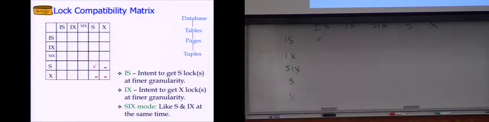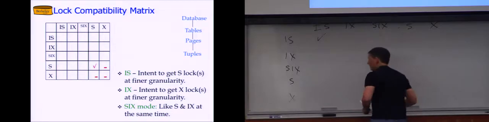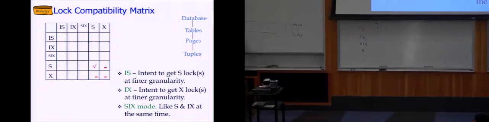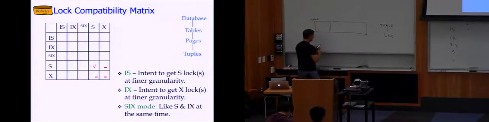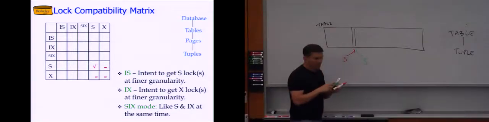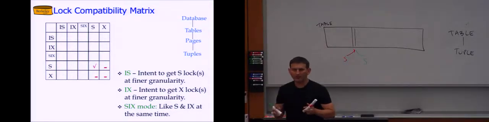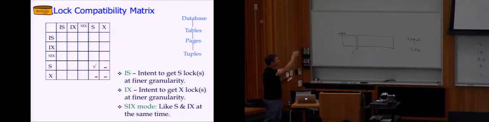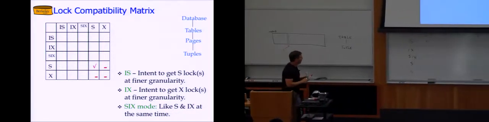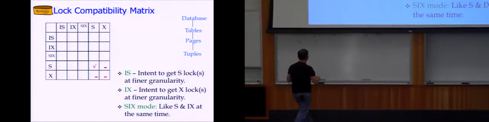And just to convince ourselves of it, suppose that T1, which will be red, wants a shared lock on a tuple, and T2 wants a shared lock on a tuple. Can they coexist? I want an S, and I want an S. Does that work for tuple level locks? Then it should be allowed for the IS locks. Okay? Great.